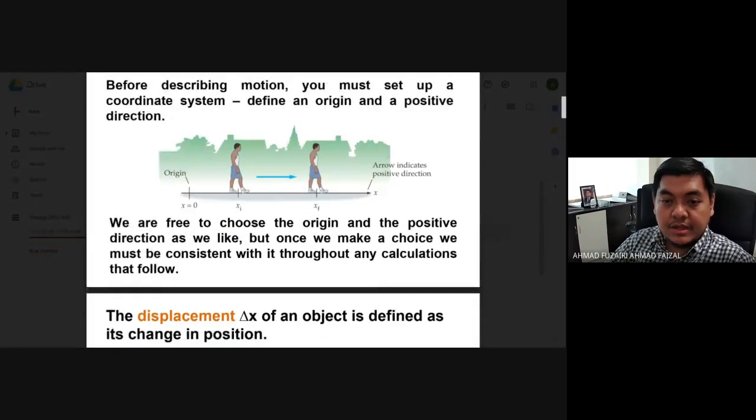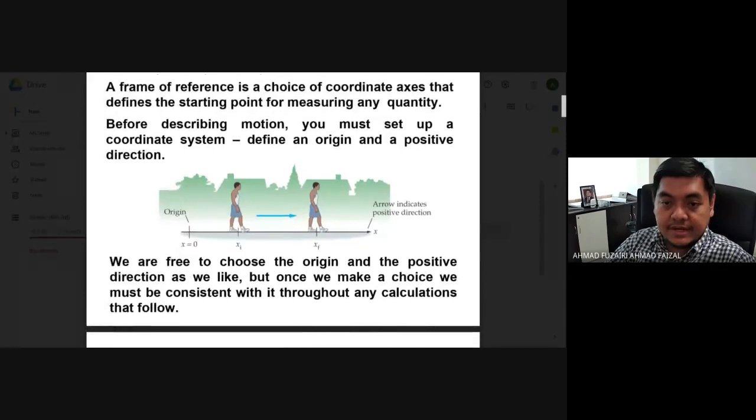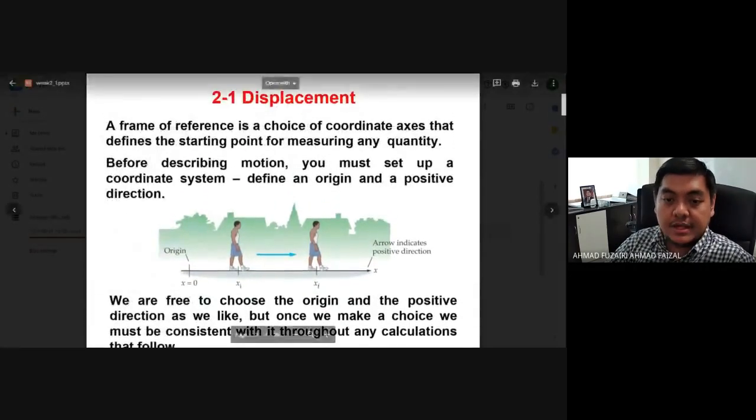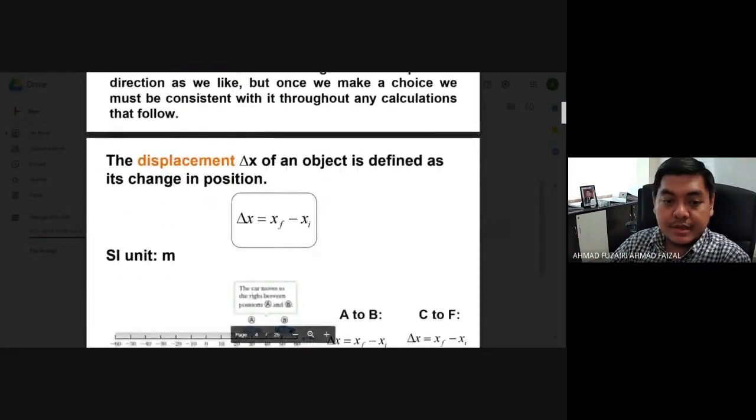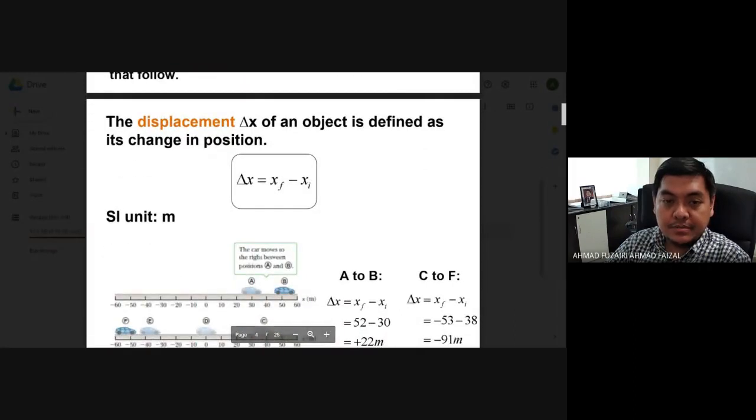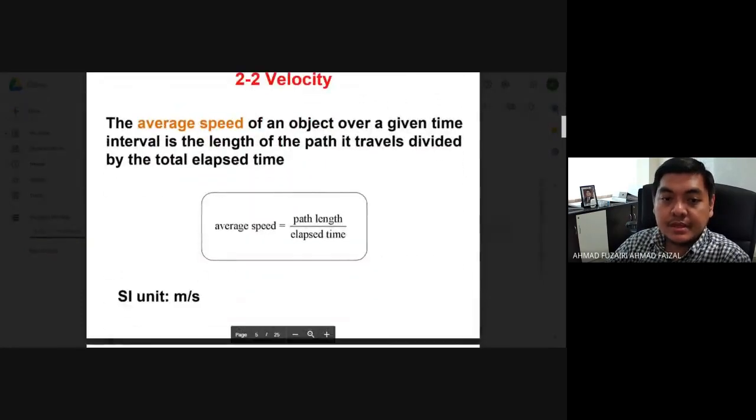So this is where we actually define displacement. There's some difference between displacement and distance, so make sure you know already. The displacement is delta x, which means we have a final position xf minus the initial position xi. I means initial, f means final.